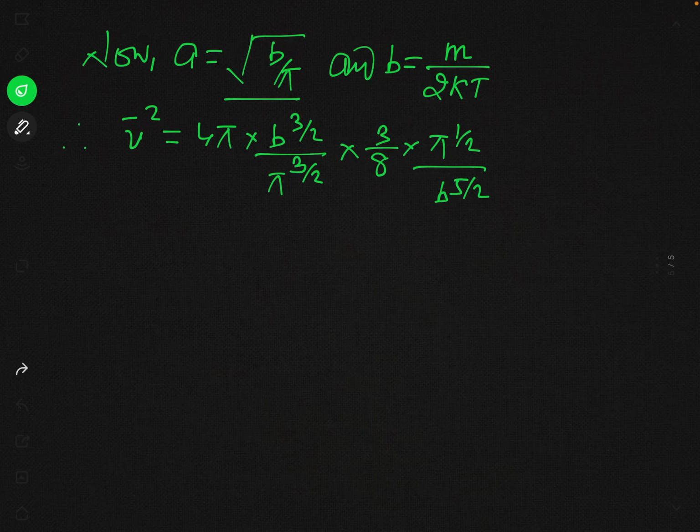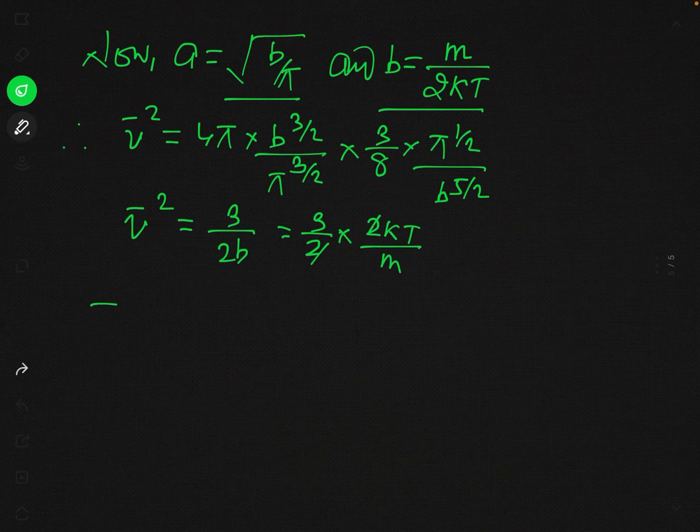Now you can simplify it, and after simplification you will get readily that this is nothing but 3 divided by 2b. And when you substitute the value of b here, what will be your result? You can see this is 3 by 2, and 1 over b will be equal to 2kT over m. So this 2 and this 2 will cancel out, and you get that v bar square is equal to 3kT over m. Actually, this result we have already obtained while evaluating the values of constants a and b. In fact, this is just a repetition.